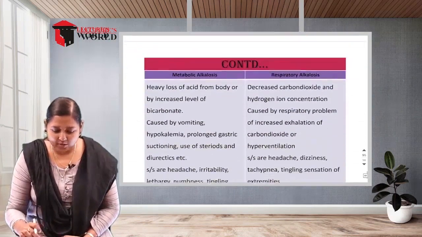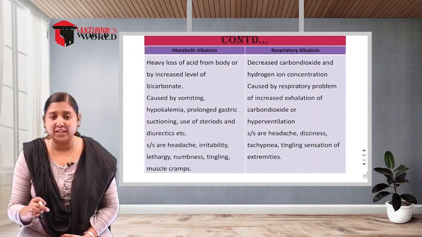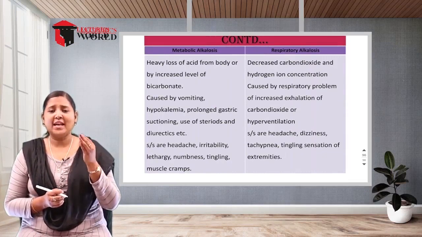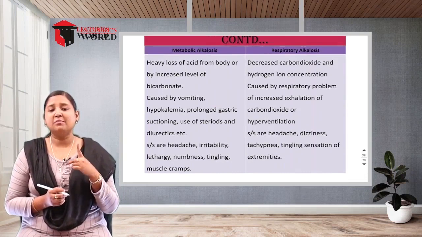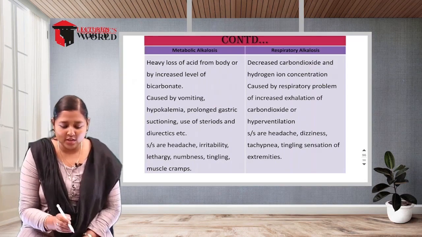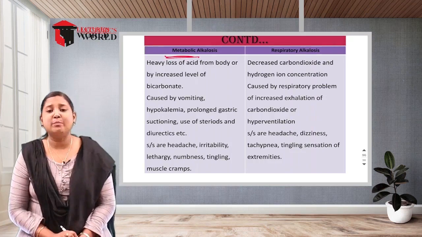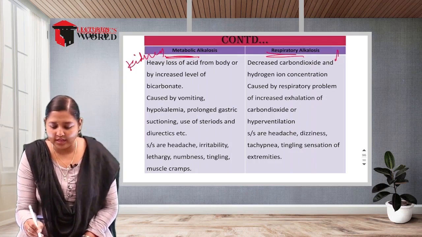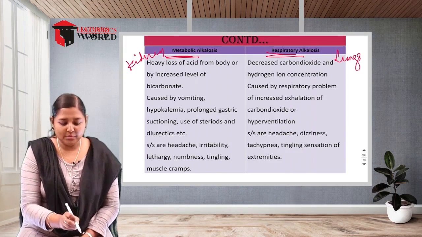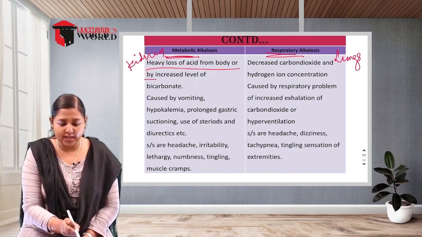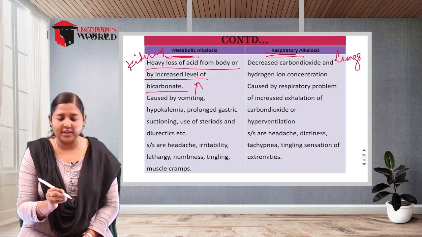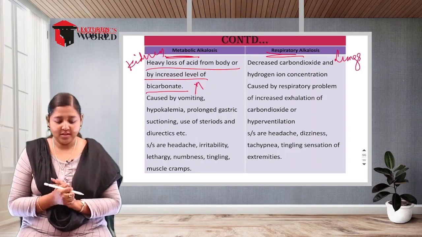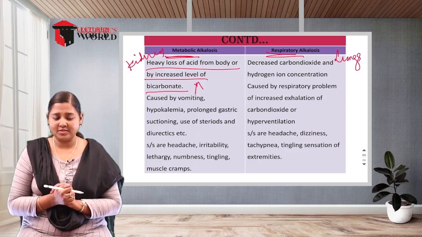Now passing on to metabolic alkalosis and respiratory alkalosis. Alkalosis means, as I told you, there will be too much base and too little acid, where the pH of blood will be increased. In metabolic alkalosis, the pH value of the blood is increased because of a kidney problem, whereas respiratory alkalosis is due to a lung problem. And you can read here, because of heavy loss of acid from the body, the bicarbonate level increases. Bicarbonate is a weaker base, so it is too much increased in the extracellular compartment.